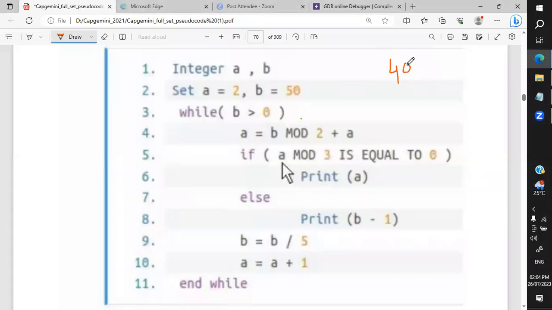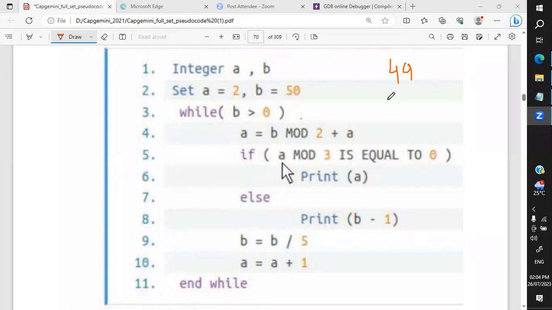So that's correct. But tell me, did we change B value or did we just print B value? Did we update B value as 49 or we just printed? As of now, we did not update the B value, right? We just printed. Yes or no? I hope you understood that. Just printed, right? Yes, cool.